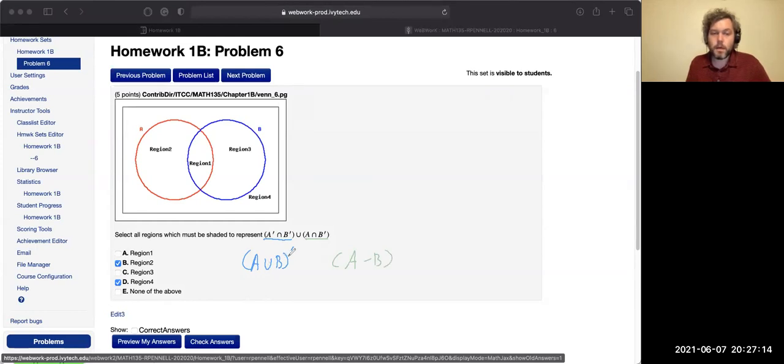Okay. So A union B complement is region 4. Oops, I should do a different color. So A union B complement is region 4. And A minus B is over here, to region 2. And we want to put those together. Okay. So the union of these two ideas must be region 2 and region 4. So that's how I would work through that type of problem.